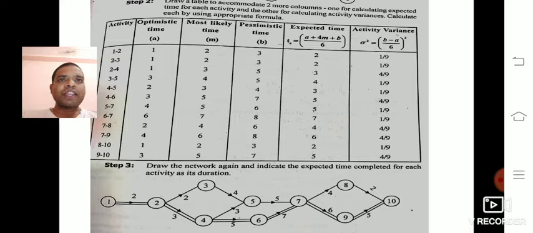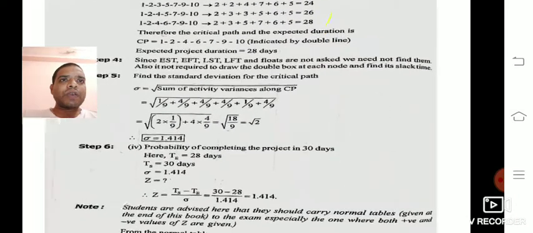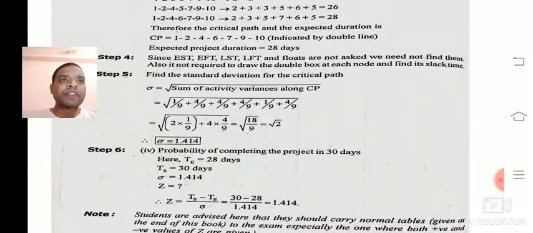We take the variance values for the critical activities, the activities that come under the critical path. Add those activities, and we get the standard deviation, that is sigma, equal to 1.414.